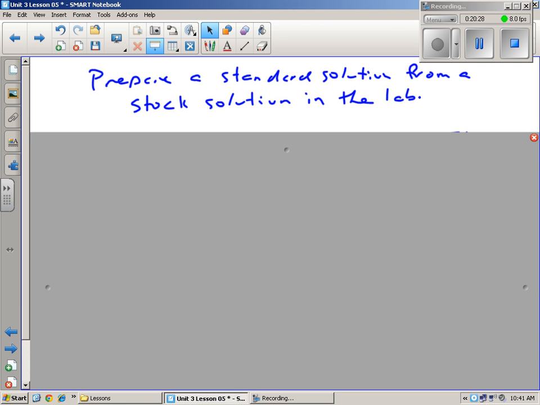Today we're going to look at preparing a standard solution from a stock solution in the lab. This would be the second one of your special sheets from yesterday, wherever you have that. If you want to make a new sheet, that's fine, but you can't lose these two. Please don't. Prepare a standard solution from a stock solution in the lab.